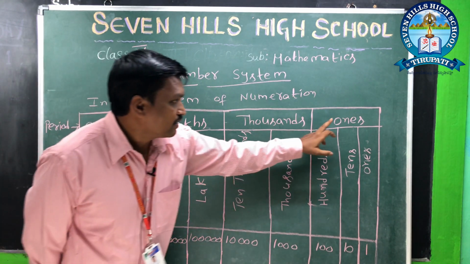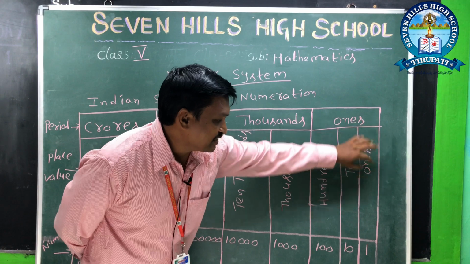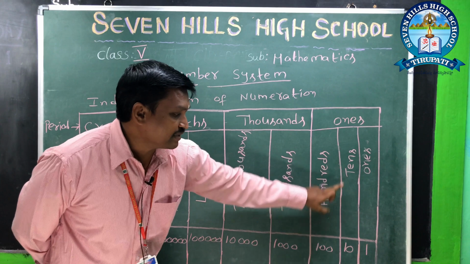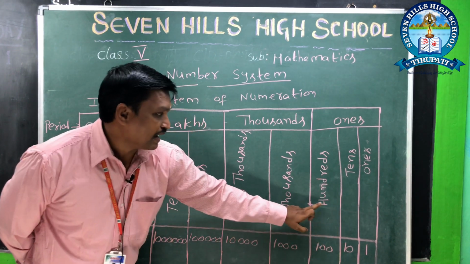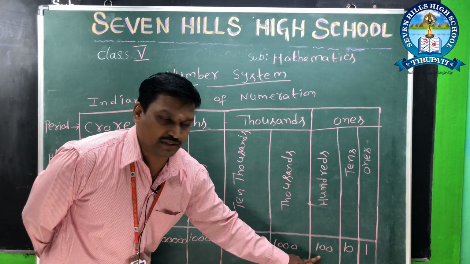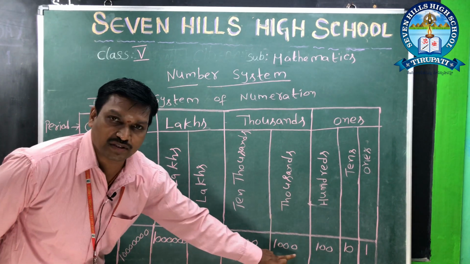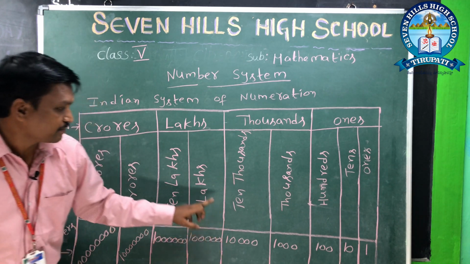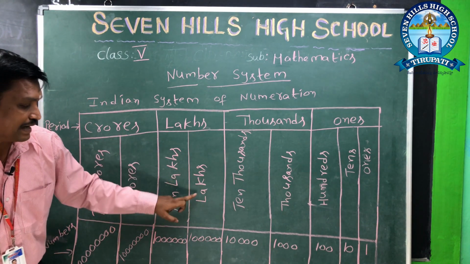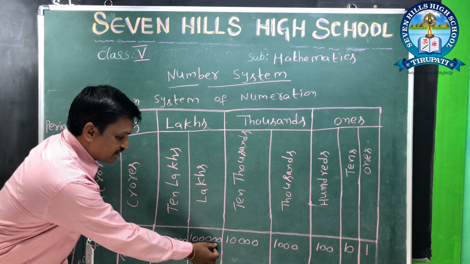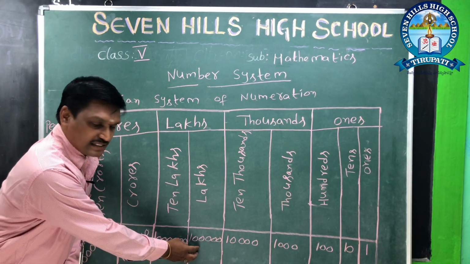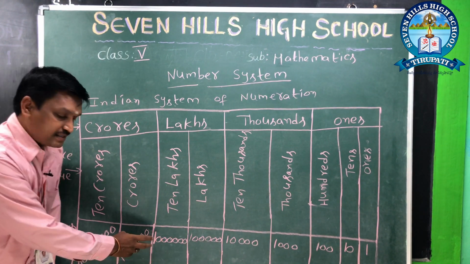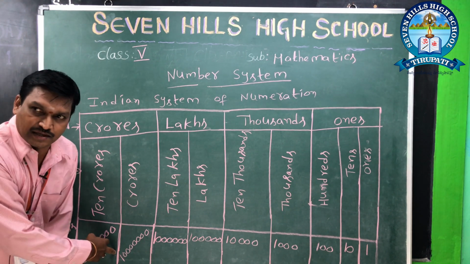Here, ones means we get only a one digit number. Tens means 2 digit numbers. Hundreds means 3 digit numbers. Thousands means 4 digit numbers. 10,000s means 5 digit numbers. Next, lakhs: we have a total of 6 digits. 10 lakhs is 7 digits. Crores is 8 digits. 10 crores is 9 digit numbers.